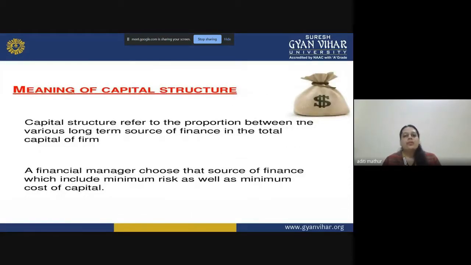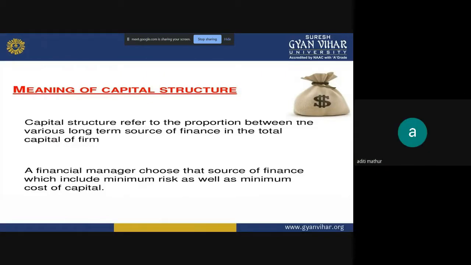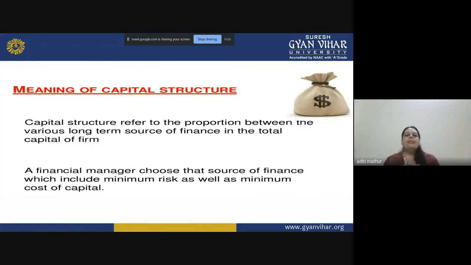So the capital structure refers to the proportion between the various long-term sources of finance in the total capital of a firm. A finance manager chooses that source of finance which includes minimum risk as well as minimum cost of capital, right? So the risk factor also comes into the picture. Risk of what? Risk of your controlling, right? Risk of returning back that amount, risk of power of decision making, right? So if you have a capital structure in which there is lots and lots of debt component, then definitely the outsiders will have influence on your working.